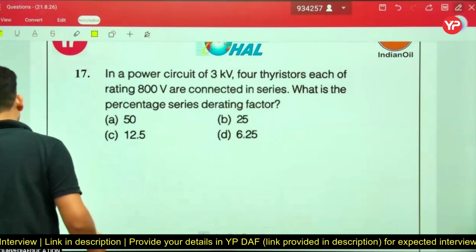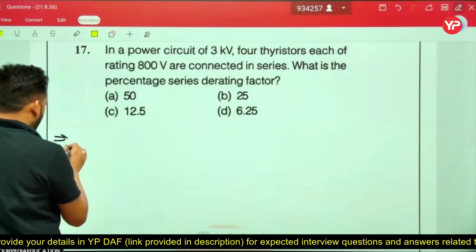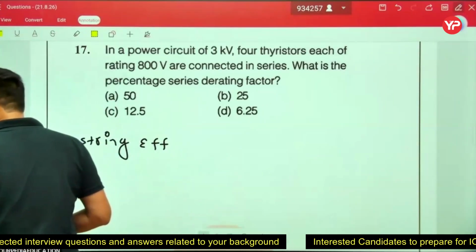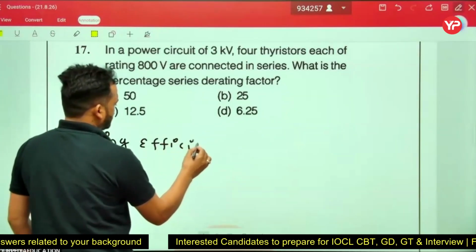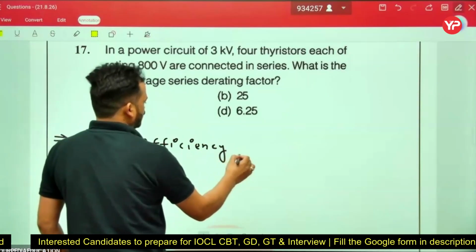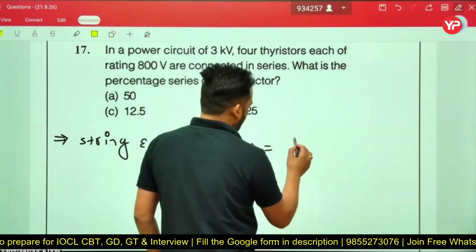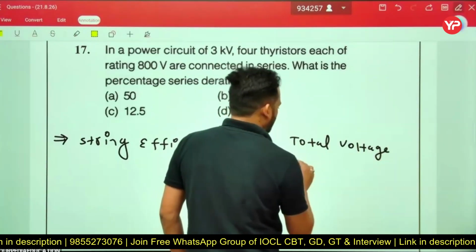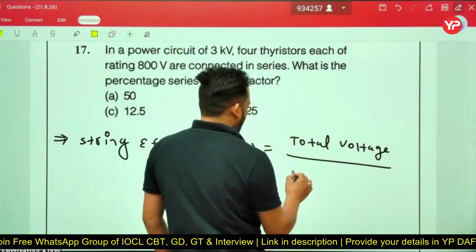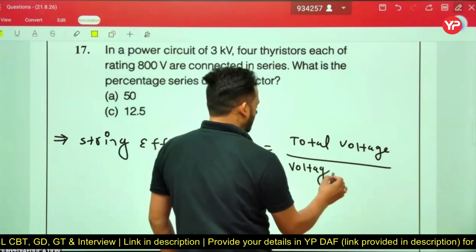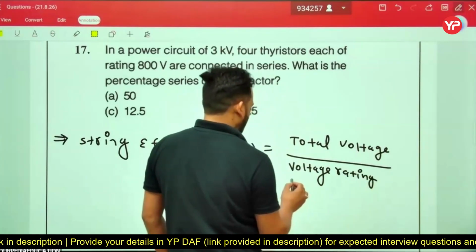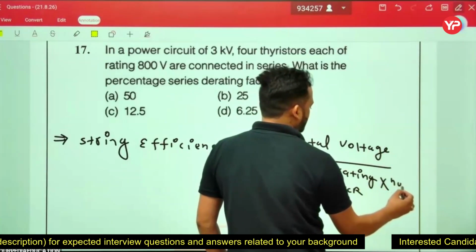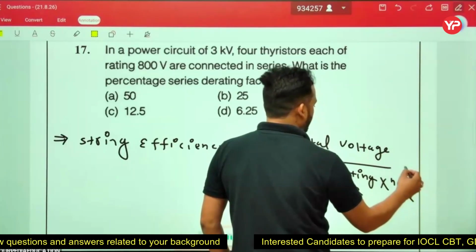First of all, we explain the string efficiency. String efficiency eta equals total voltage, or we can say voltage across the string, upon voltage rating of each SCR into number of SCRs, into 100.